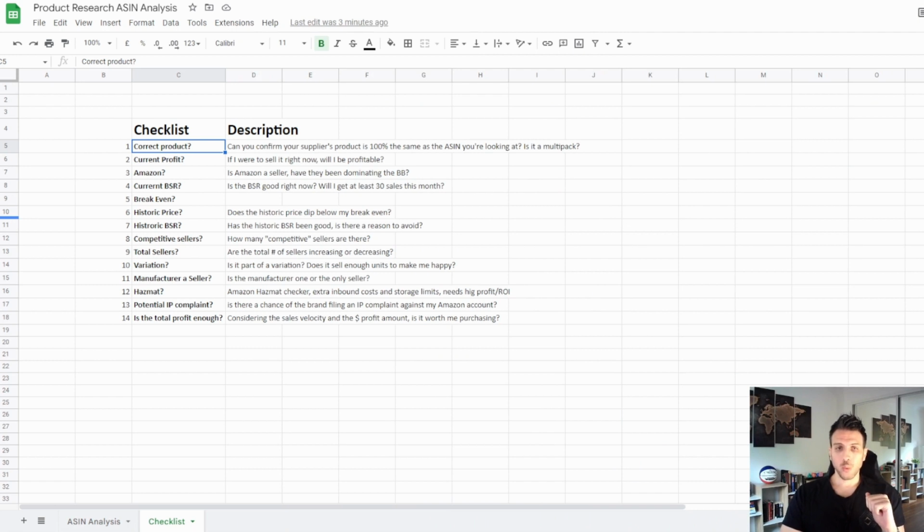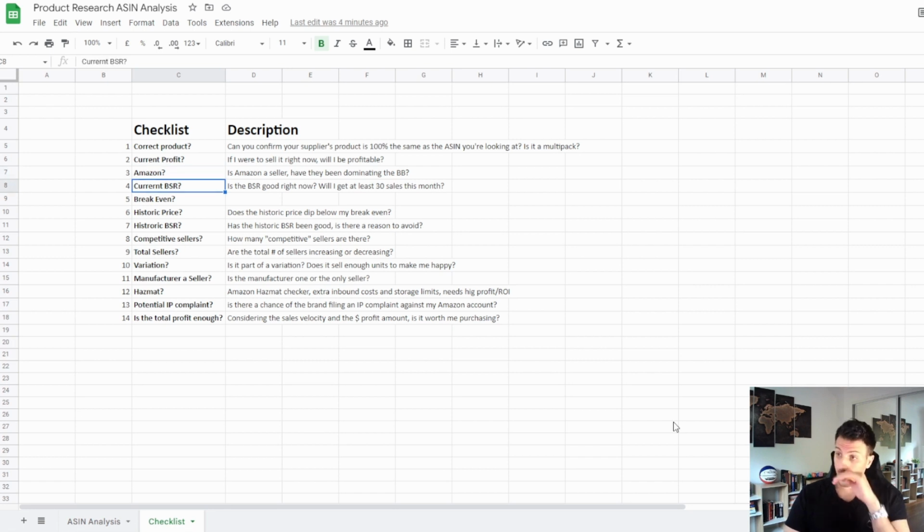Once we record some of the data, these are the things we're going to be looking at after that. I'm going to quickly go through them now so you can have a look, but we're going to go a bit deeper on this when we've come up with some good products. One, is the product correct? The next one is, does it currently have profit? Does Amazon sell the product? Do they dominate the buy box? Do they share the buy box? Have they been on the buy box in the past?